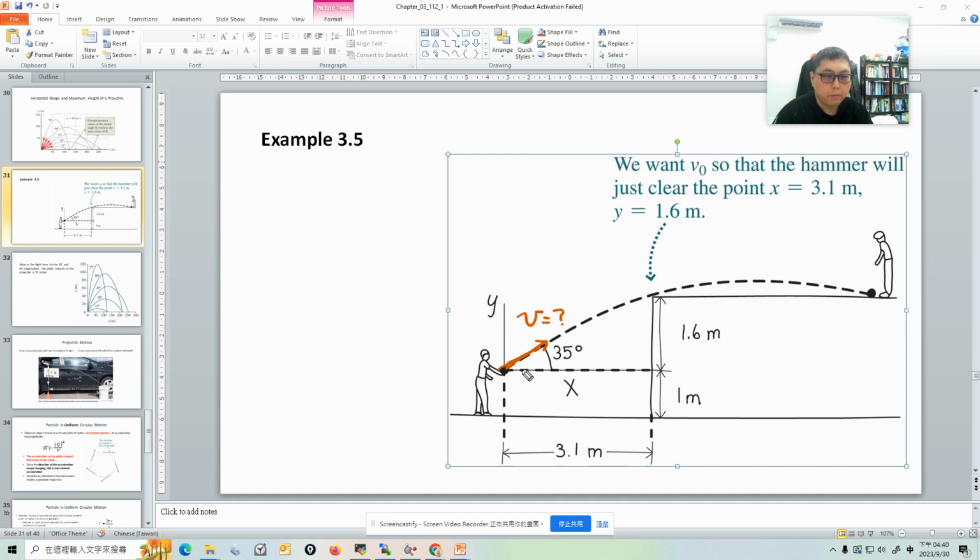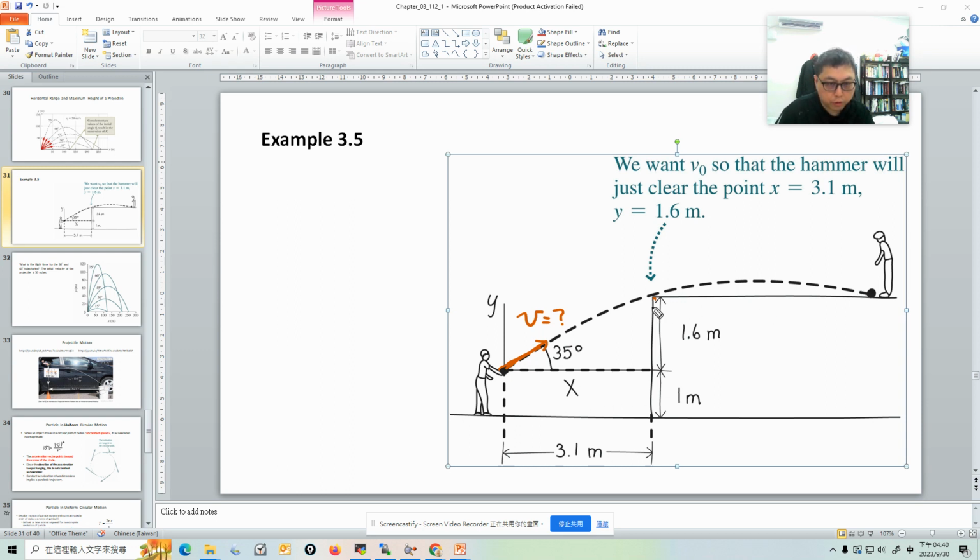Because he wants to pass the barrier, he needs a minimum velocity to pass the barrier. If the velocity is not big enough, he will drop before the barrier. He wants to pass through the barrier.